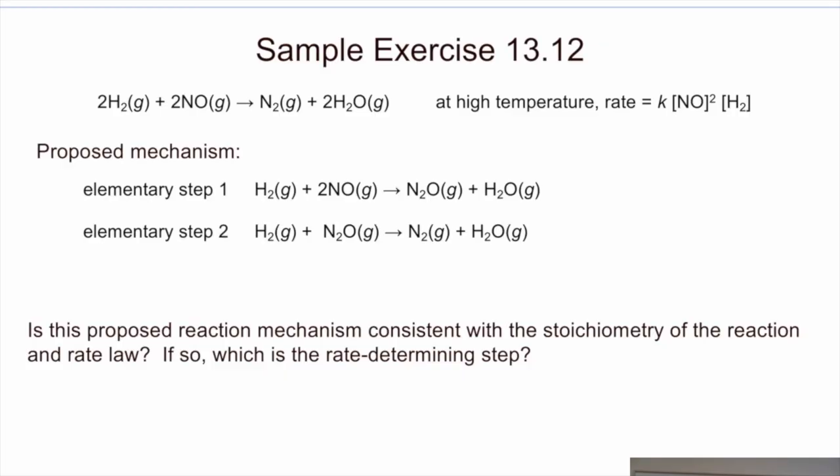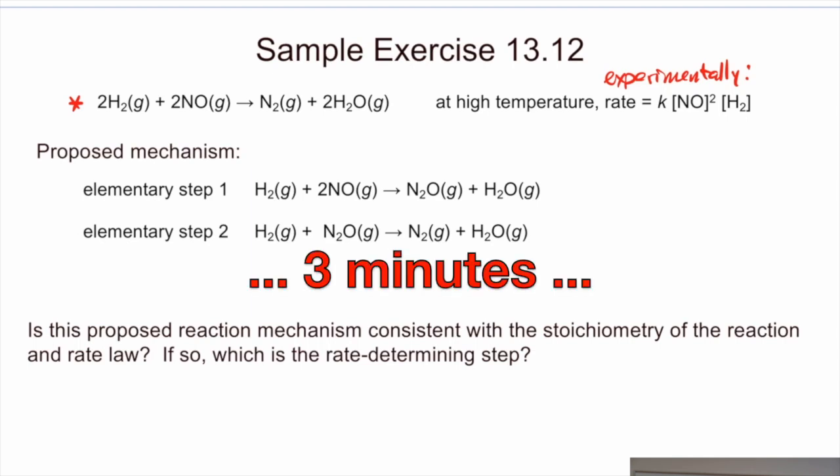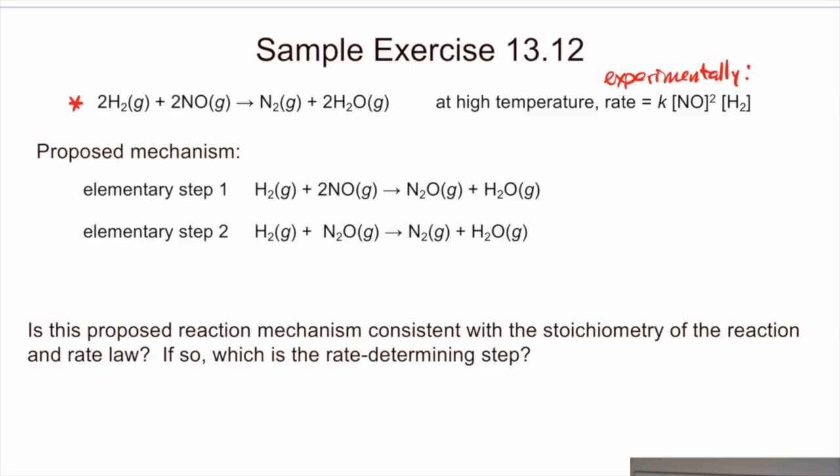So here's our overall equation. And here is what we experimentally measured. That's the rate law. So, evaluate the proposed mechanism. Is it consistent? And if it's consistent, which is the rate determining step? Discuss. Explain it. Step 1 matches the experimental. Because step 1 matches the experimental. Well, does it? Let's find out.